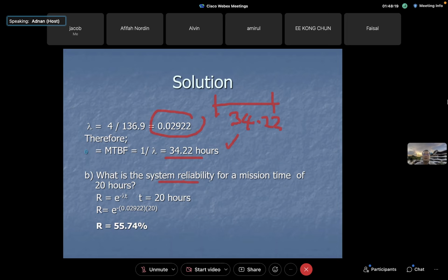Now what is the probability, the system reliability, for 20 hours? Let's say you want to know the probability of this component still functioning within 20 hours. We have this formula: R equals e to the minus t over theta, which is minus lambda t. Remember lambda.